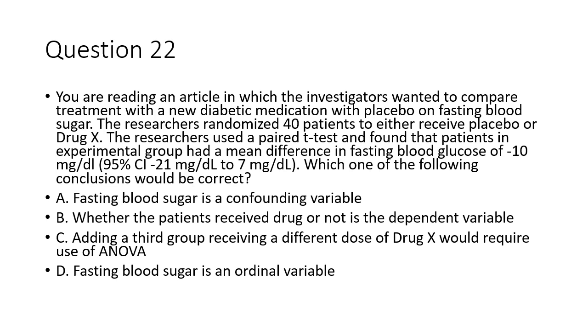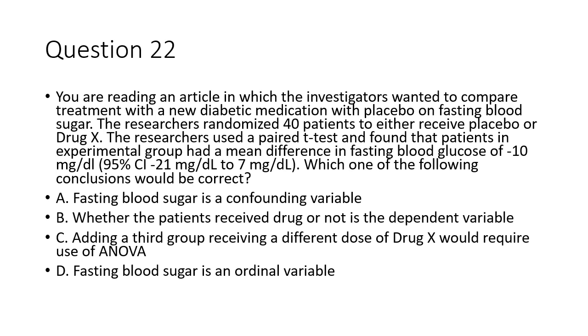Now, could you say that maybe something like HbA1c was a confounding variable? Possibly. You could probably try to rope that into your analyses and see if that had a difference anywhere. But fasting blood sugar is actually what we're looking at as our outcome, so it can't be a confounder. Answer B, whether the patients receive drug or not is a dependent variable. That would be incorrect. We just said fasting blood sugar is a dependent variable because that's our outcome.